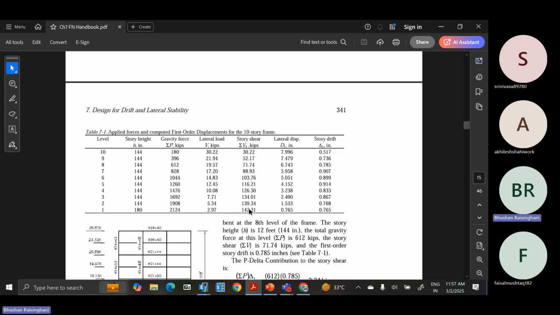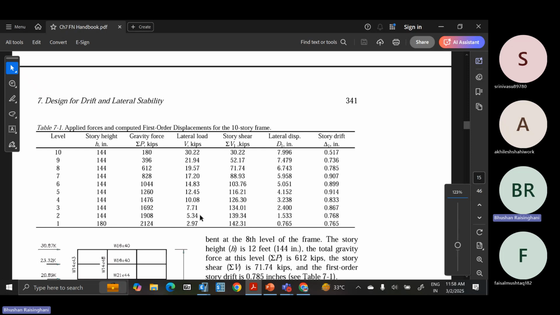So this is the added seismic lateral load. This is the lateral load, and this is the lateral displacement. So from first order analysis, you get some displacement of the building, and this is the story drift delta 1.